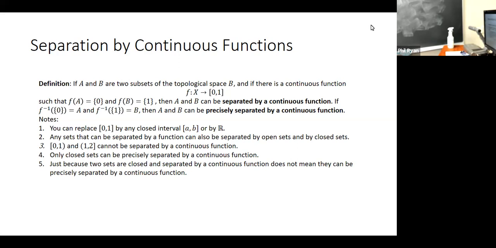There are kind of obvious reasons why things can't be separated by functions. For example, this half open interval and this half open interval can't be separated by a continuous function, right? Because a continuous function would have to, whatever value f of 1 was, you'd have to agree with that. So you can't get a continuous function separating those two things.